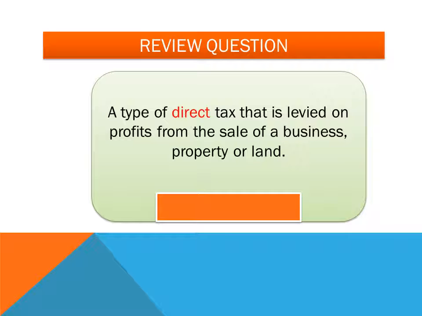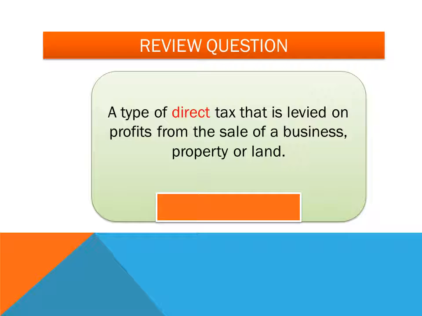Third question, final one: a type of direct tax that is levied on profits from the sale of a business, property, or land. So if a property, business, or land is sold at a profit, meaning more than what it's worth, the market value, what tax is paid on this amount? So this tax is known as capital gains tax. Capital gains tax. And it's a fitting term because here we are dealing with the sale of capital, property, land, business. This is all capital types.